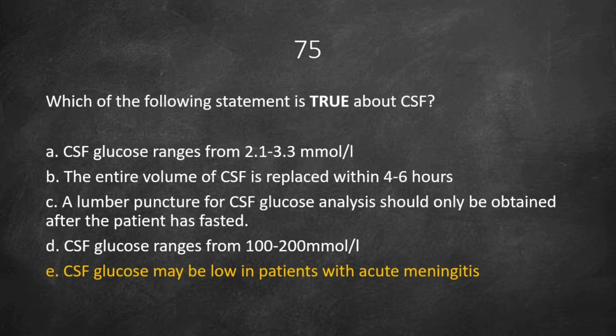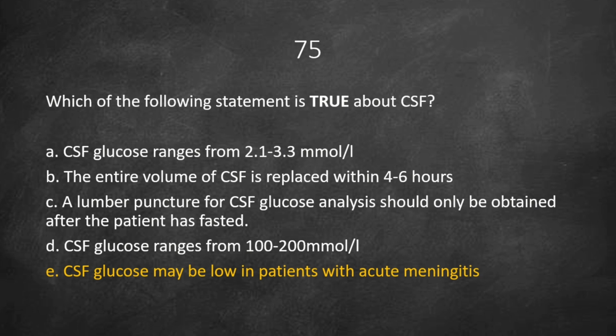Then if you look at option C, a lumbar puncture for CSF glucose analysis should only be obtained after the patient has fasted. This is incorrect. CSF glucose levels are not significantly affected by fasting. A lumbar puncture for CSF analysis does not typically require the patient to fast beforehand. Then if you look at option D, CSF glucose ranges from 100 to 200 millimole per liter. This is also incorrect. CSF glucose levels are much lower than this. The normal range is 2.5 to 4.5 millimole per liter.